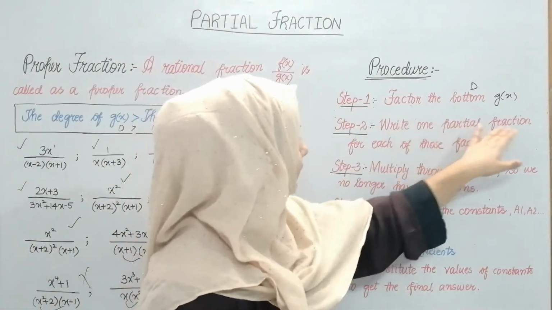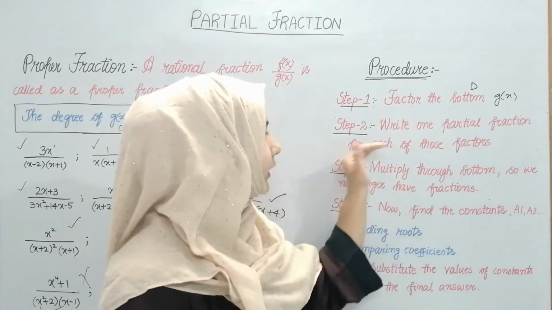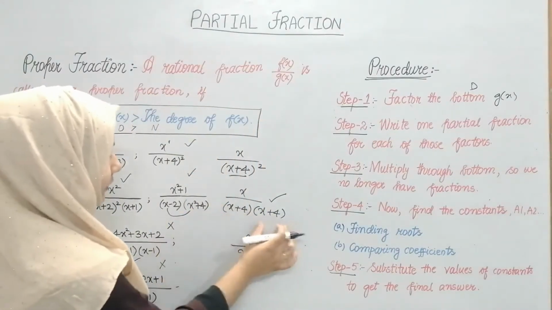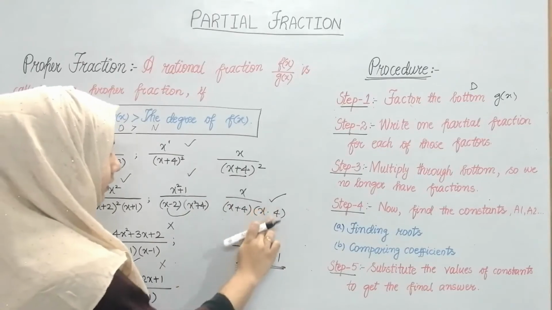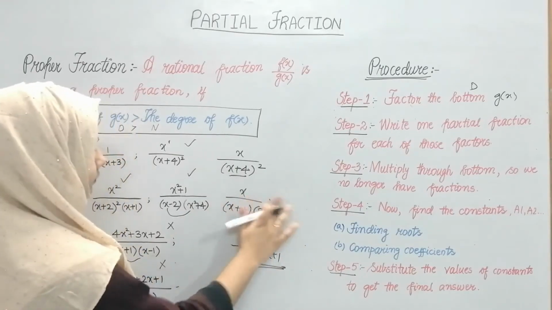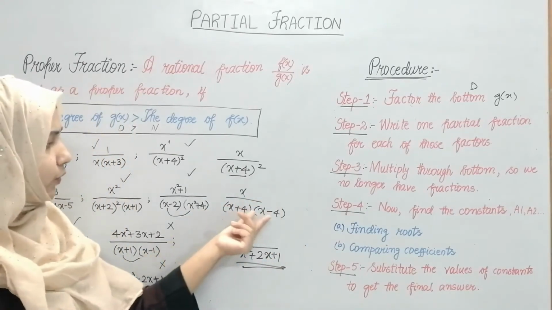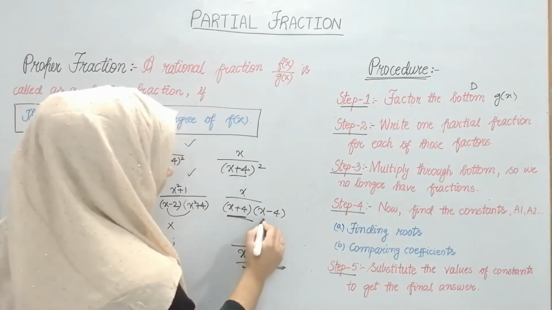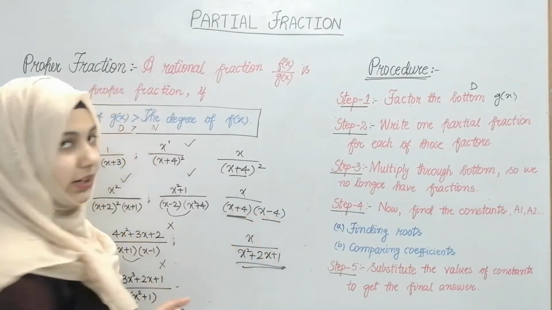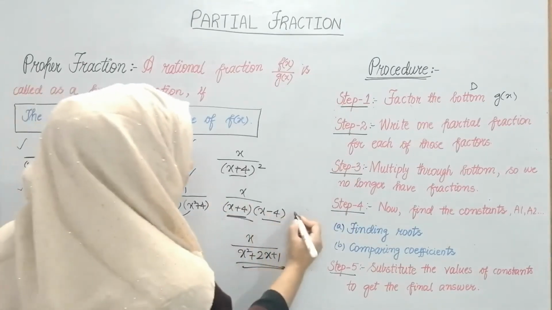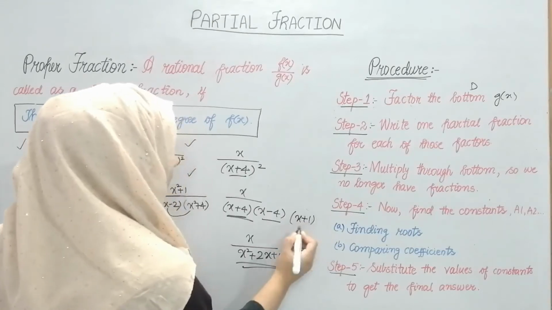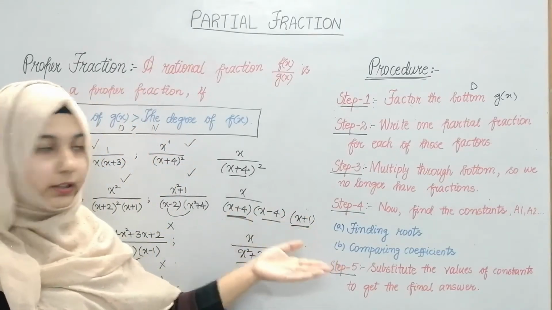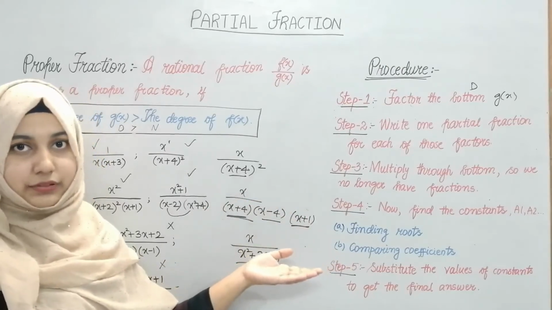Next, write one partial fraction for each of those factors. Suppose I've got 2 different factors, x plus 4 and x minus 4. For this factor and for this factor, I need to write partial fractions. If I've got one more factor, suppose x plus 1, then even for this I need to write my partial fraction. However many factors you have, you are going to write a partial fraction for each.